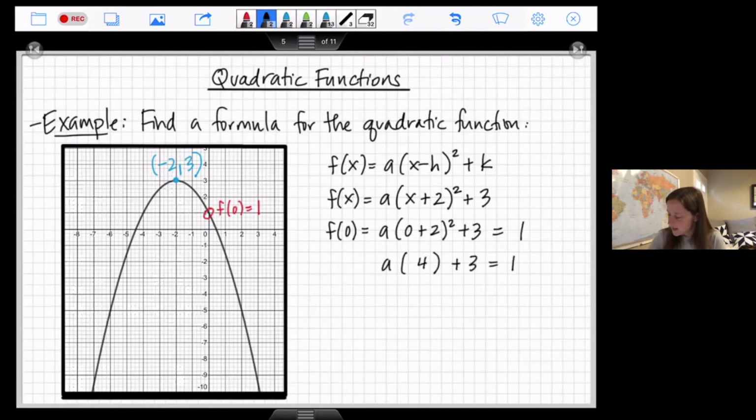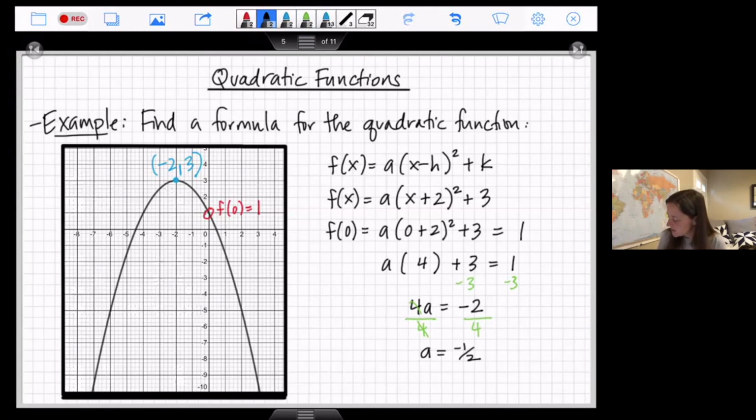Subtract 3 from both sides. That leaves me with a times 4, or 4a, equals 1 minus 3, which is -2. Then I'm going to divide both sides by 4. And then a, let's see, I can reduce that fraction, right? I can divide by 2 on top and bottom, and I get -1/2. So that's the coefficient that I need on the front of my function. And it is negative, just like I suspected.